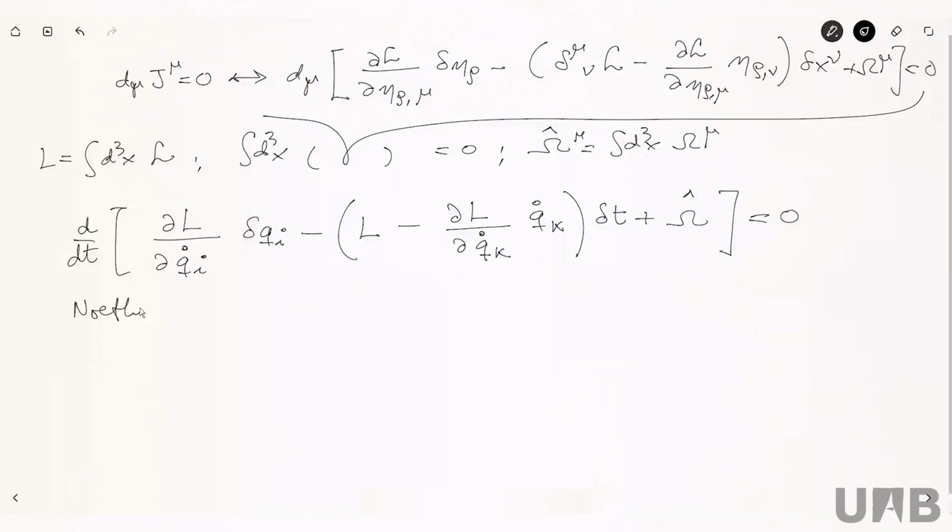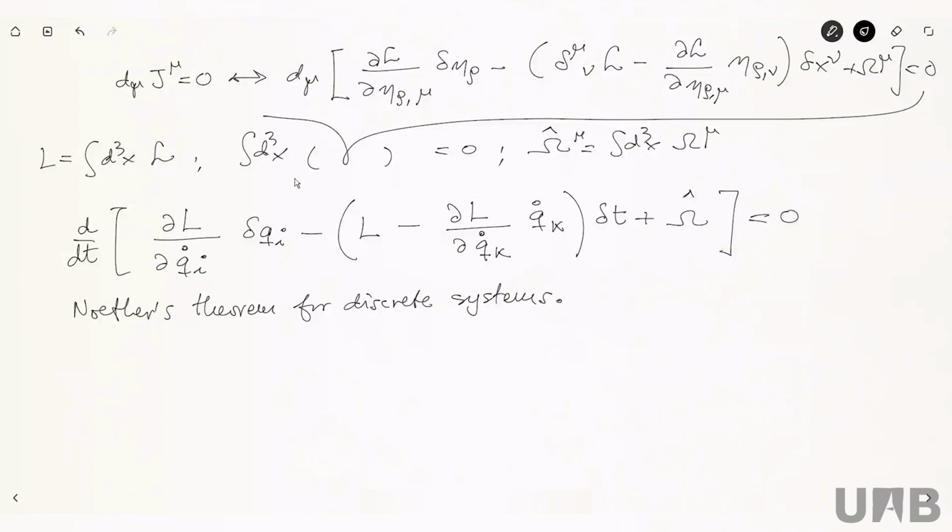So this is Noether's theorem for discrete systems. For systems with a finite number of degrees of freedom. So you see that the version of Noether's theorem that we derived is actually a generalization. It also encompasses this case for discrete systems as a particular example.